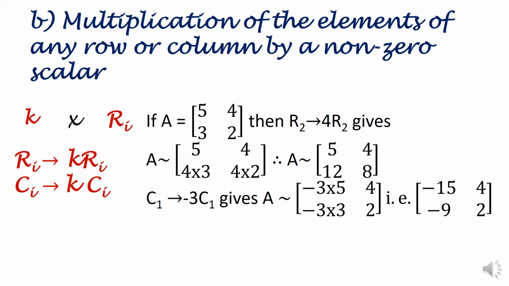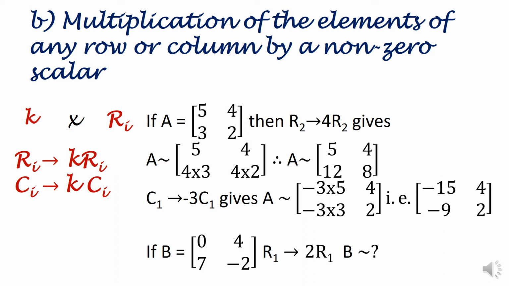Suppose we want to do C1 changing to minus 3C1. Here what are we going to do? Correct. In the first column, we are going to multiply both the elements by minus 3. Thus we get 5, 3 which was originally in the first column changing to minus 15 and minus 9 in the first column. Now you can do this operation yourself and check it out. B is the given matrix. Transform B by doing R1 changing to 2R1 and see what you get for B.